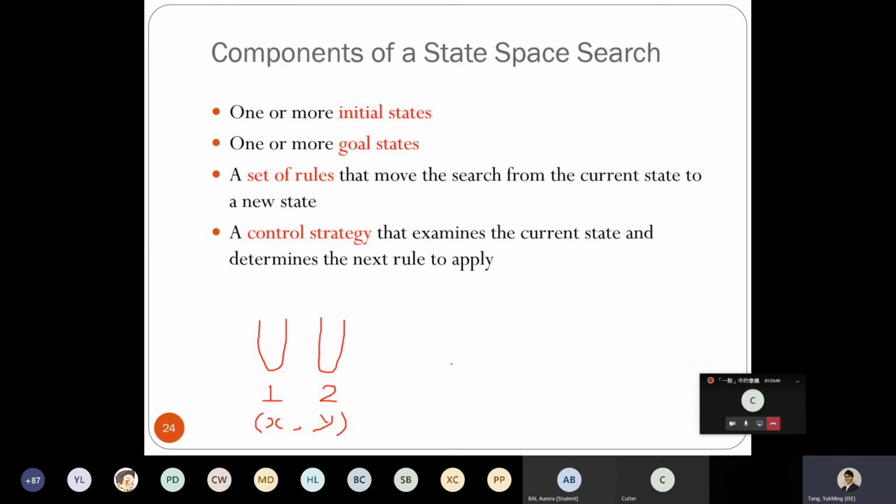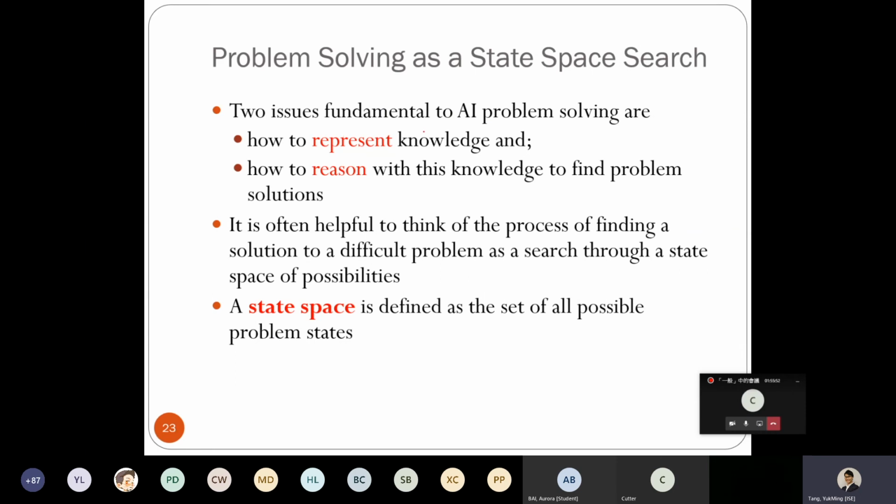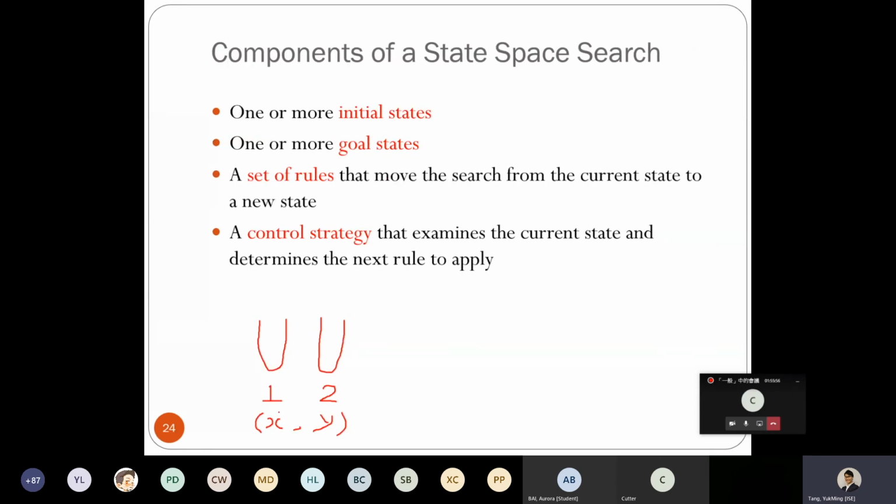Remember, in order to represent knowledge in the computer, you have to make use of mathematical equations. So we're using the state space approach, x and y, to represent the amount of water in bottle 1 and bottle 2. The initial state is that there's no water in both bottles: 0 liters for bottle 1 and 0 liters for bottle 2. Our goal is to fill bottle 1 with 2 liters of water and bottle 2 with 1 liter of water.